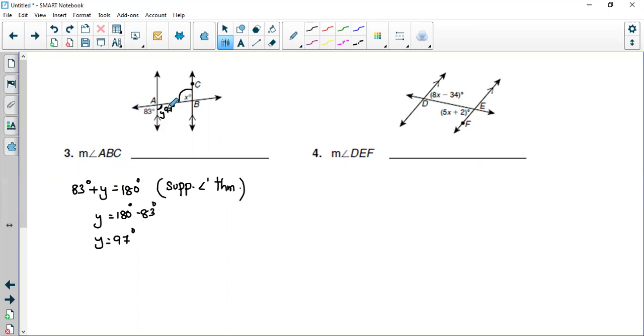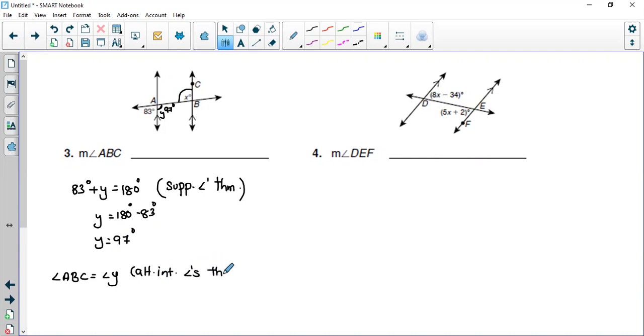How can we say that? Because of the alternate interior angles theorem. So we can say now angle ABC, rather than X, let's say it as ABC, because that's what the question is about. So angle ABC is equal to angle Y. That's because of the alternate interior angles theorem.